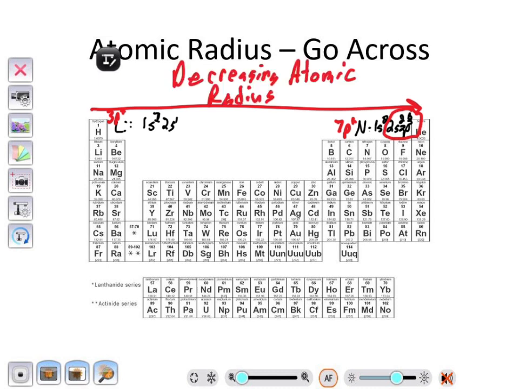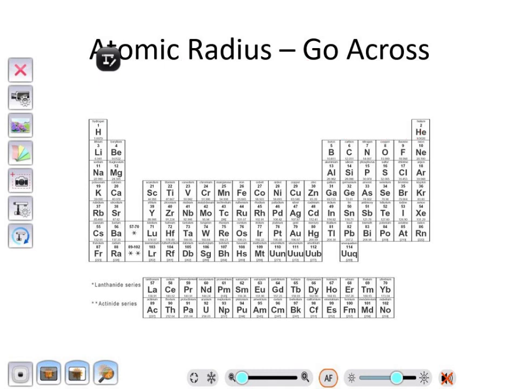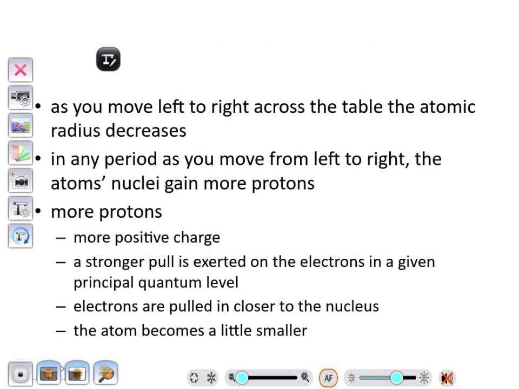Again, decreasing atomic radius as you go to the right because you've got stronger nucleus, okay? So, just a recap, as you move from left to right on the periodic table, your atomic radius decreases. If you are looking in a specific period, then those nuclei, which is the plural form of nucleus, gain more protons. More protons means it's more positive, which means stronger pull, and the electrons are pulled closer to the atom. Questions on that?